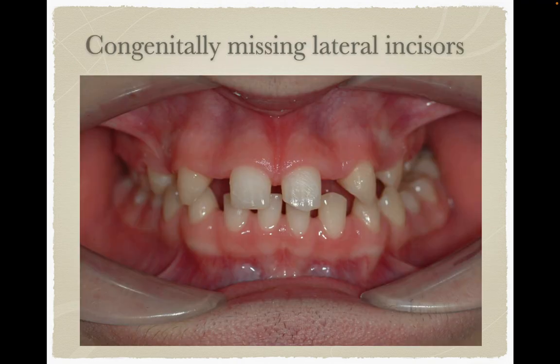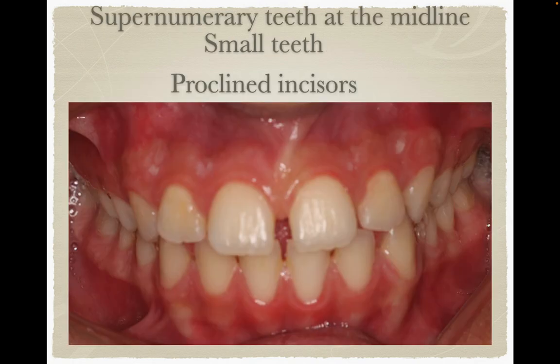And for a congenitally missing lateral incisor, again, the treatment plan is either space closure and making the canine replace the lateral, or space opening and placing an implant. If we have a supernumerary tooth, you just need to take it out and use a fixed appliance to close the spaces.